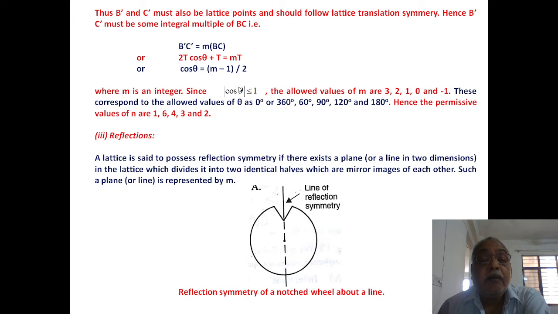अब हमारे पास क्या है? cos theta का जो वैल्यू है, वो less than या equal to 1 होता है. The allowed values of m are 3, 2, 1, 0, minus 1. This corresponds to allowed values of theta as 0 degree, 360 degree, 60 degree, 90 degree, 120 degree and 180 degree. Hence the permissible values of n are 1, 6, 4, 3, 2. इससे क्लियर हो गया कि 5-fold rotation is not compatible with the lattice.